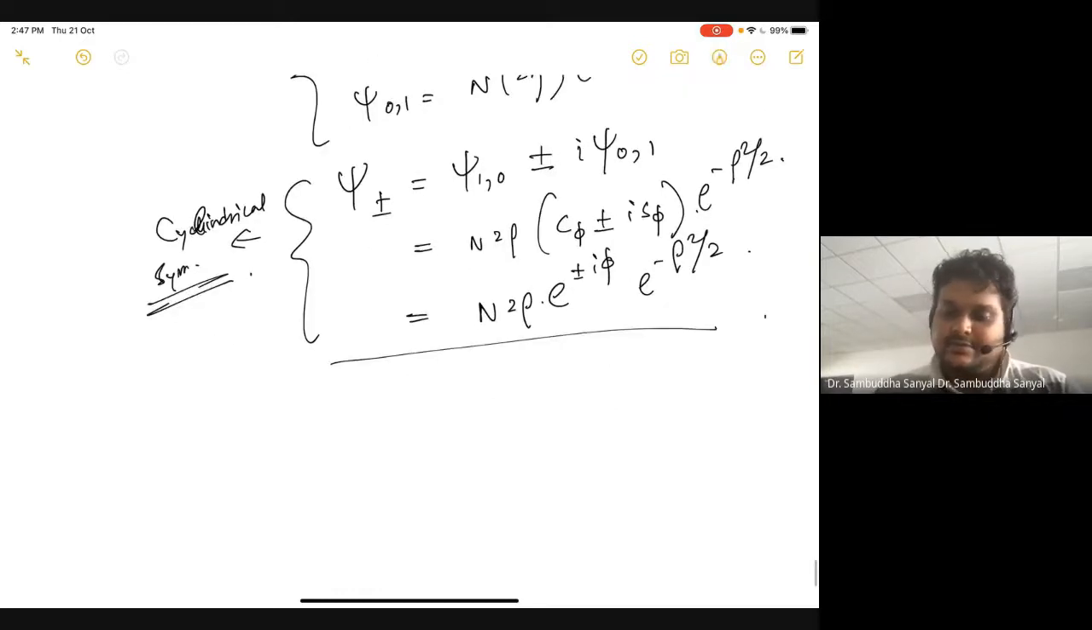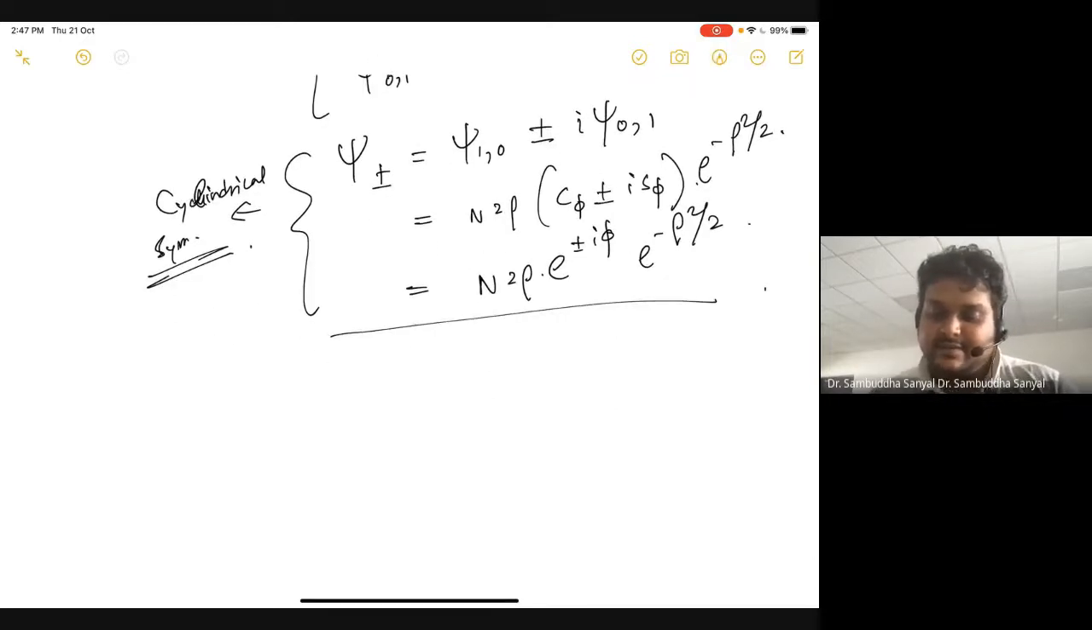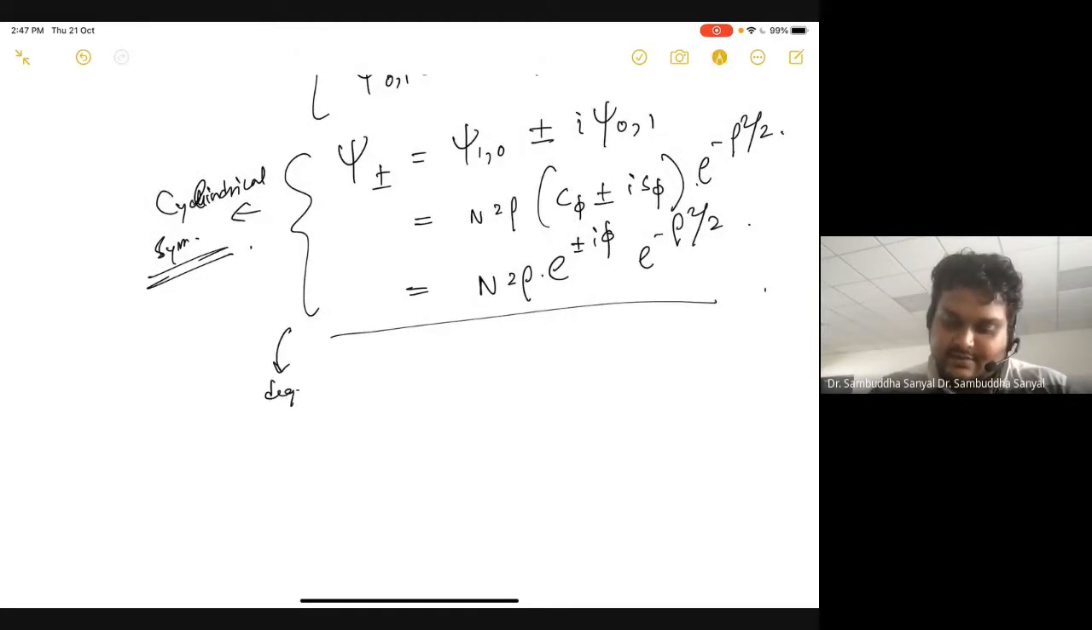So that gives you this point: if you go to a convenient choice of coordinate, all the symmetries and everything are manifested. And this is coming from the point that because of the degeneracy you can do this kind of a thing.